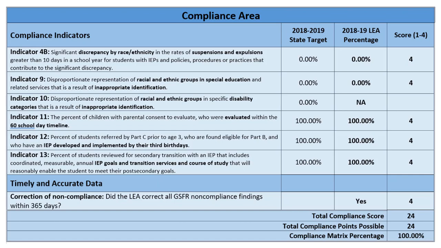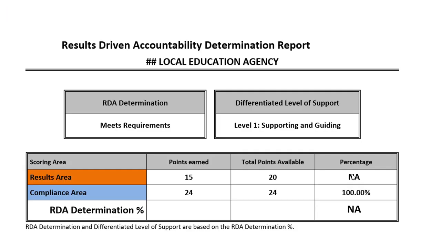And in this compliance area, all of the data comes from the 2018-19 school year. It's just 1 year's worth of data. So then there's that 2018-19 percentage, and then the score. And the scoring system is the same as the results area. And then the compliance matrix percentage is also calculated the same as the results matrix percentage. I'm going to go on to another example.